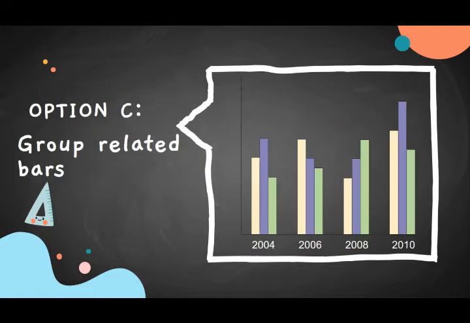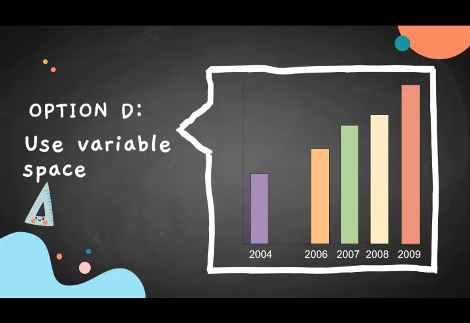We have option C, group-related bars. Option C is used to emphasize related data. And the last option, we have option D, use variable space when gaps between some bars are needed to reflect gaps in the data.